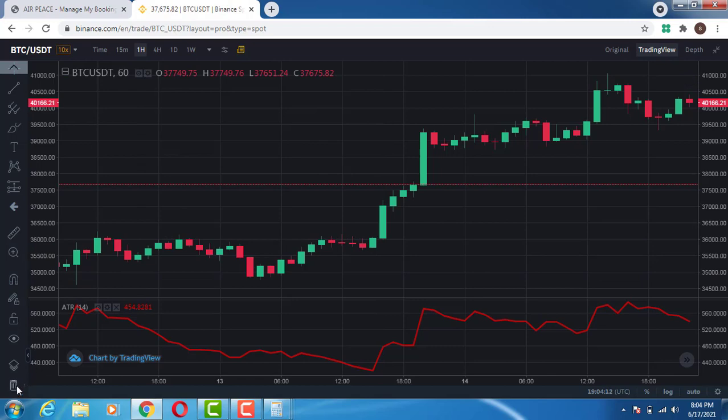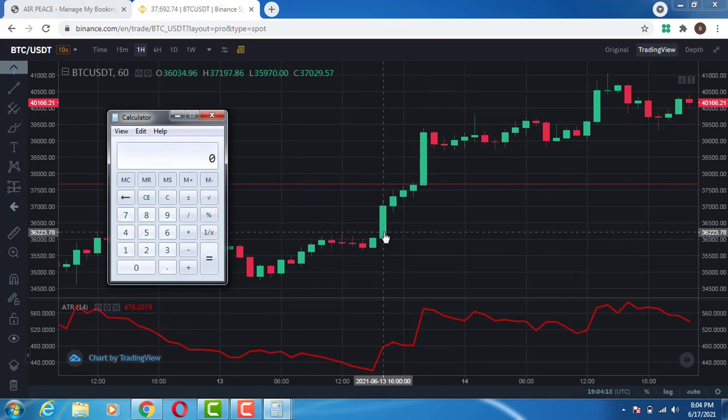So if we do that here, I'll go and take my calculator. The ATR value of this very candlestick is 478. So we have 478 multiplied by 2. We have this value. Then here was the opening price, which is 36,040, so we have minus 36,040. Okay, so we have 35,084 as the value where you have to place your stop loss.